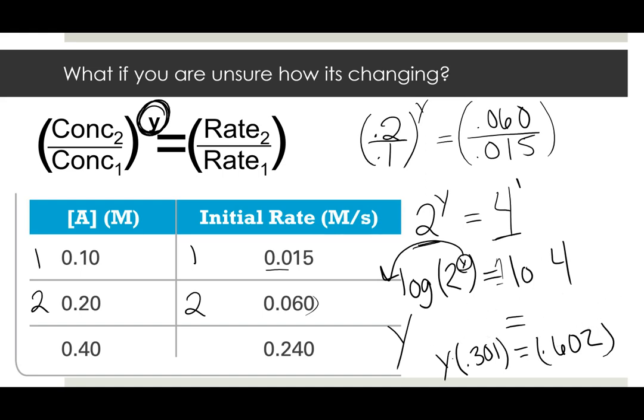So now I don't have logs anymore. Now I have actual numbers, and I have a variable that's not an exponent anymore. So how do I get this y by itself? I divide by 0.301. So again, type that into your calculator if you're not seeing it. So 0.602 divided by 0.301, and we get that y equals 2. Okay. So no matter which way we slice and dice this, this is a second order reaction, okay? So when we double the concentration, the rate gets quadrupled.